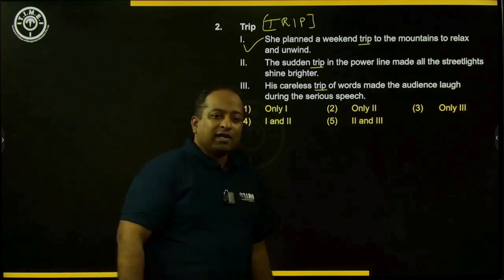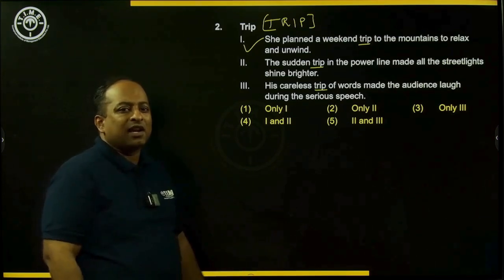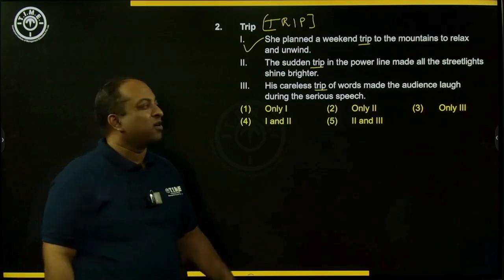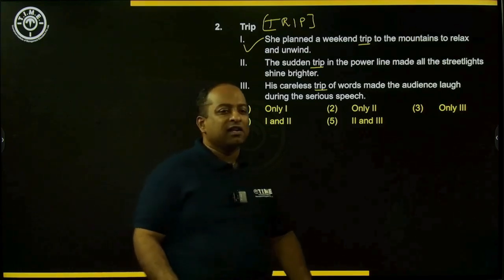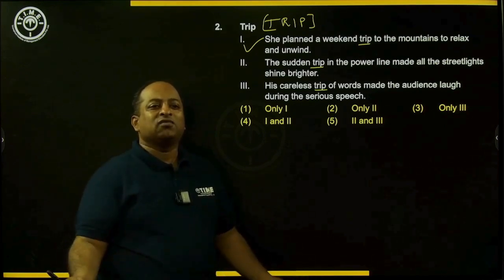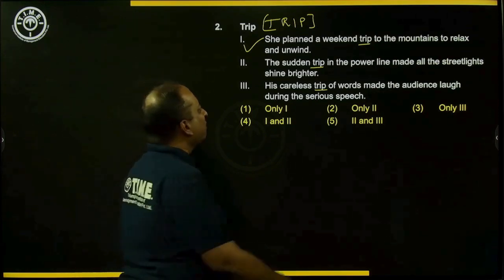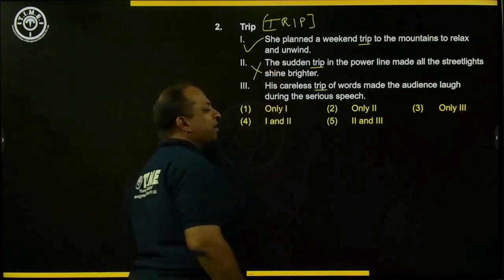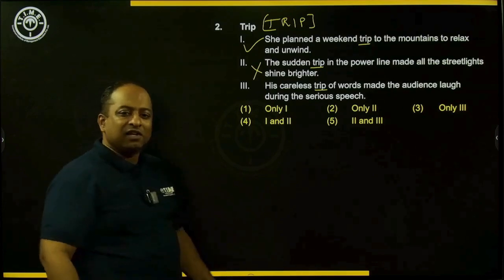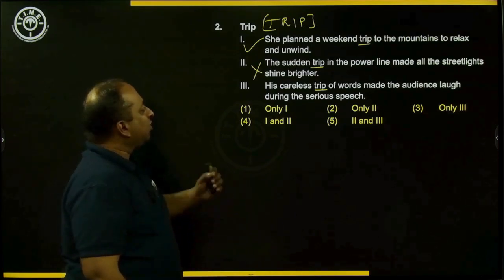Now, is this a grammatically wrong sentence? No. The grammar is correct. It's grammatically right. But does it make sense? No. Because when there is a trip in the power line, the street lights cannot shine brighter. In fact, the street lights would all go off at the same time and there would be a blackout. So this statement, while being grammatically correct, is definitely not right. It's not meaningful. Right?